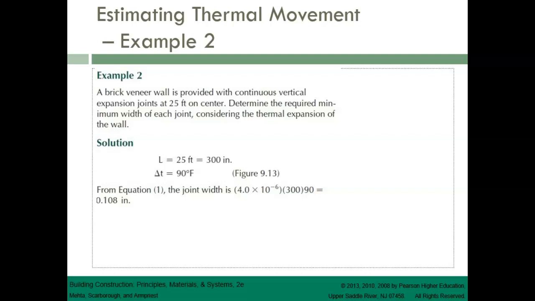So if our length of our wall is 25 feet, we have to multiply that by 12 to show the length of the wall in inches. And our annual temperature change is going to be 90 degrees Fahrenheit. That's our worst case. And then from equation 1, the joint width is clay coefficient of expansion, which is 4 times 10 to the negative 6 power, times 300 times 90. And so the width of the joint should be 0.108 inches.